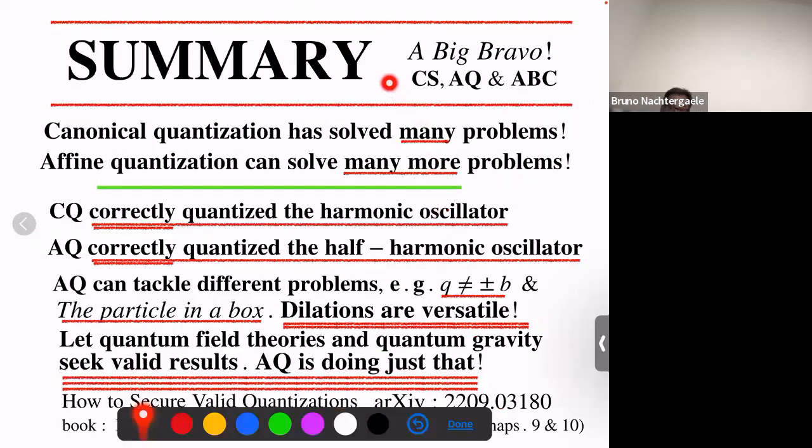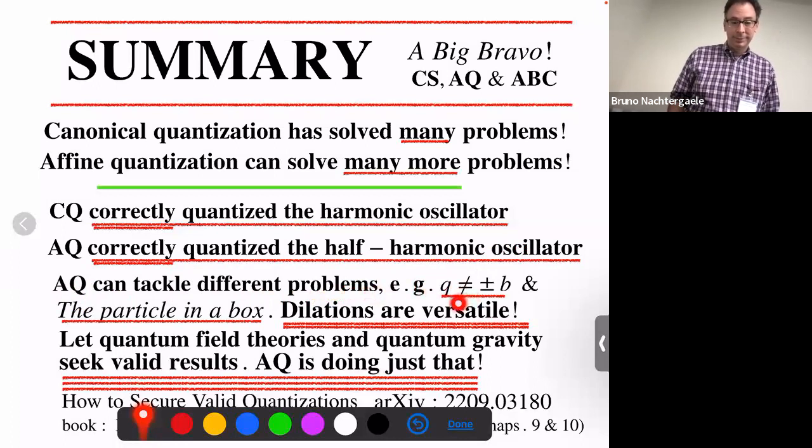Summary, I give a big bravo to coherent states, affine quantization, and the AB story. Canonical quantization has solved many problems. Affine quantization can solve many more problems. We correctly quantized the harmonic oscillator by canonical quantization. Affine quantization indeed correctly quantized the half harmonic oscillator. Affine quantization can tackle different problems.